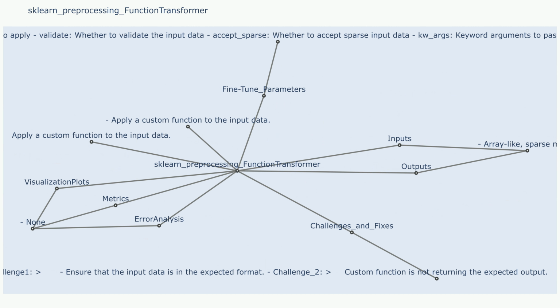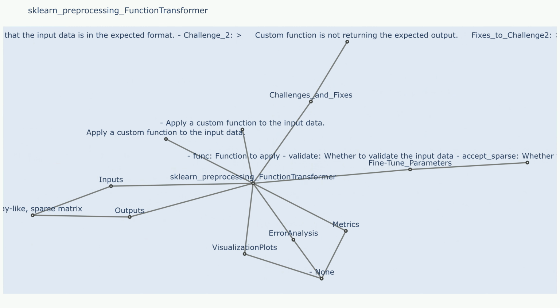accept_sparse. This parameter determines whether FunctionTransformer can accept sparse matrices as input. If set to True, it can handle sparse matrices. Otherwise, it requires dense data.